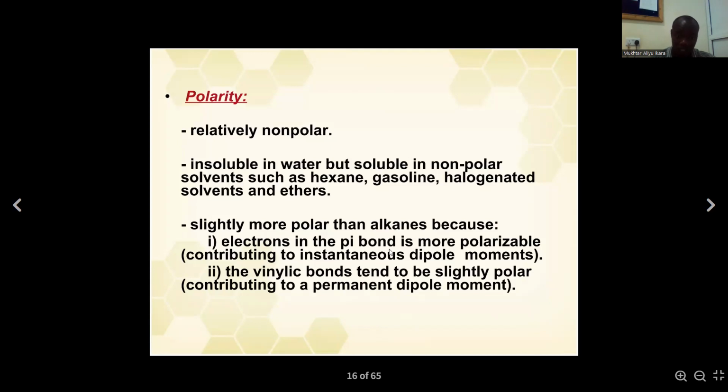the pi bond. Remember I told you, whenever you have a double bond, one of the bonds is a pi bond and the other one is a sigma bond. Because of the presence of that pi bond, it is slightly more polar than the alkanes. Another thing, the vinylic bond tends to be slightly polar, contributing to a permanent dipole moment.